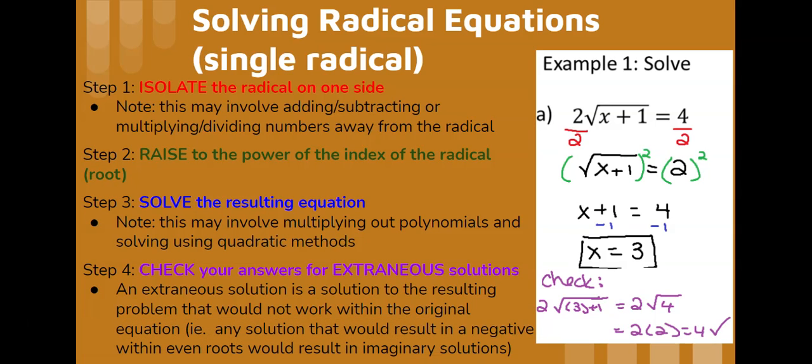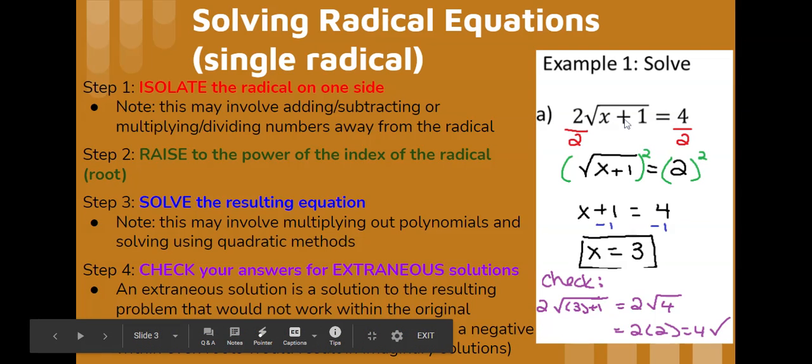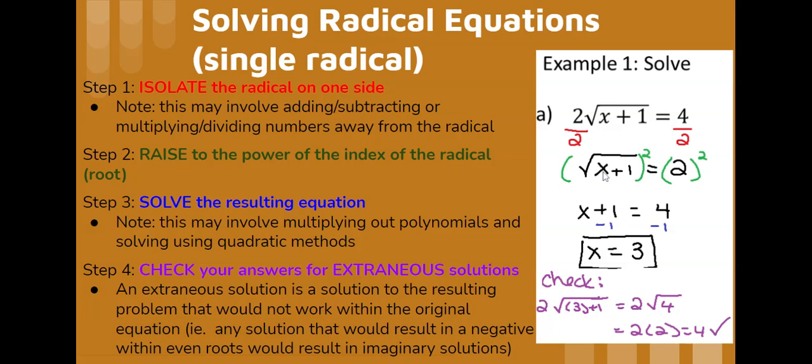Okay, once you get it alone, so as you can see in the example here, I had to divide by 2, and then I got my root by itself. You're then going to raise to the power of the index of whatever your radical is. So in this case, it was a square root. So my index is 2. I raised to the second power. If it was a cube root, I raised to the third, fourth root to the fourth, etc.